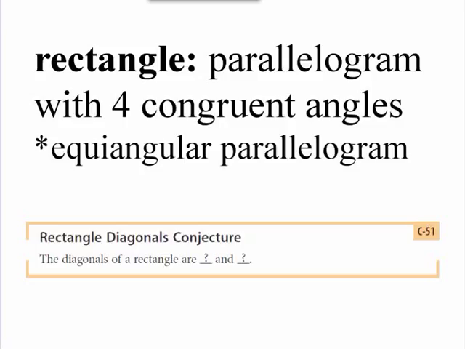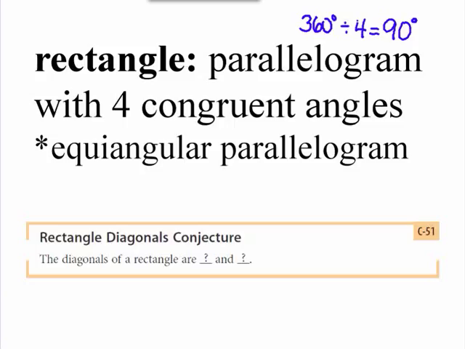Let's review a little bit about what a rectangle is. A rectangle is a parallelogram with 4 congruent angles. Now, if it's 4 congruent angles in a 4-sided figure, every angle is what? 90 degrees, because we have 360 degrees total, and if we divide that by 4, that makes 90 degrees. So basically, it's a parallelogram with 4 right angles. It would also be called an equiangular parallelogram.